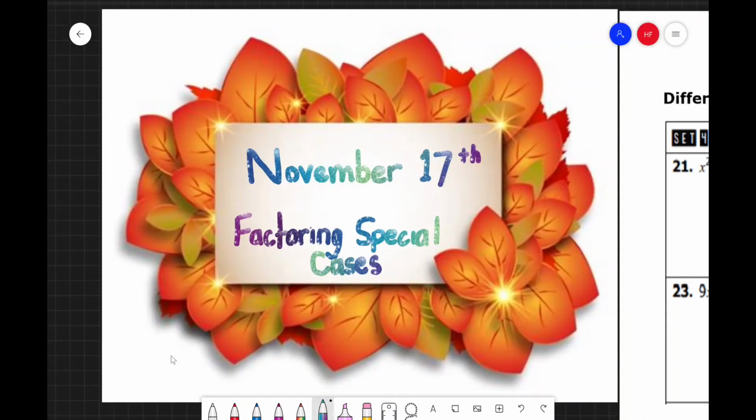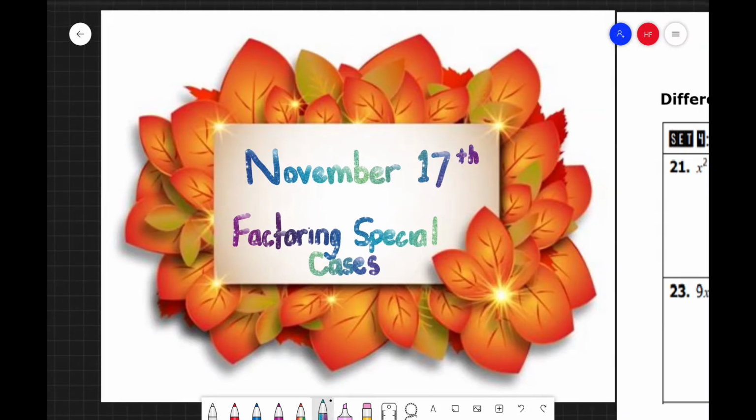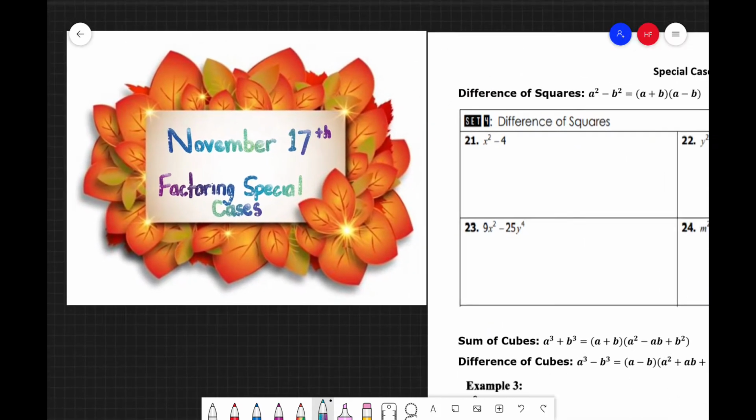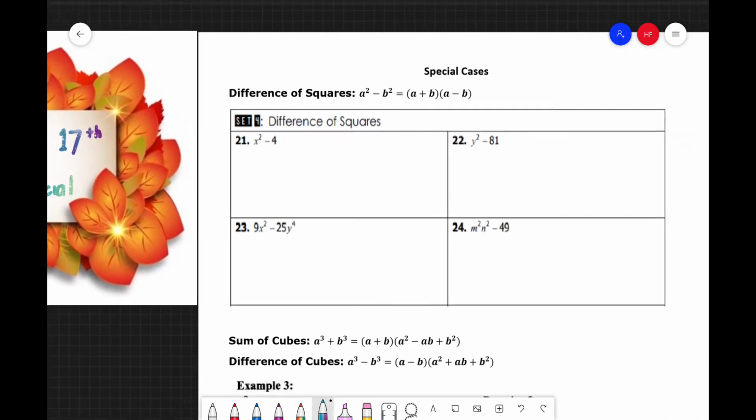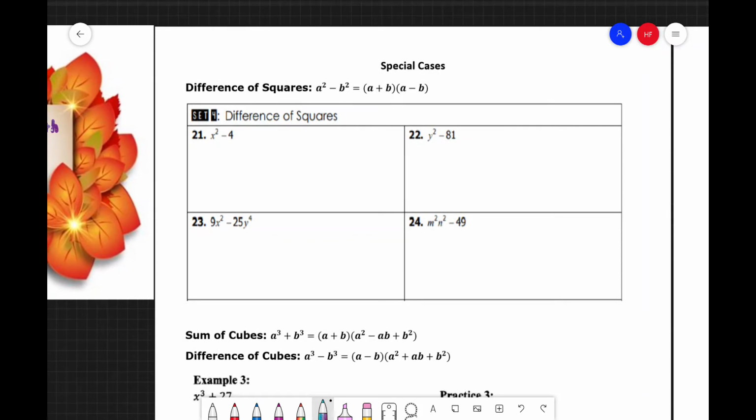Alright, today is November 17th, and we are factoring with special cases, which is one of my favorite topics. So we have three different special cases to work with. We have the difference of squares, the sum of cubes, and the difference of cubes. These are formulas that you will most likely be given, but you do need to know how to use them.